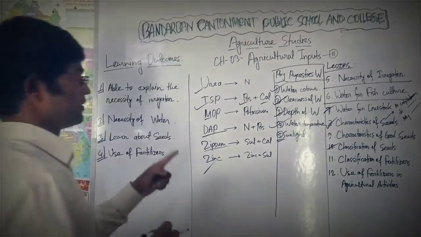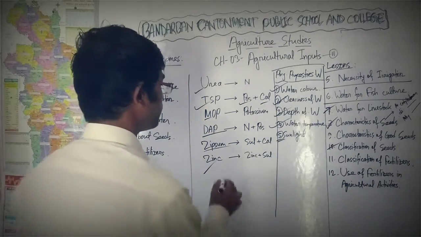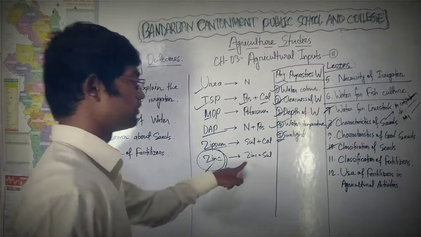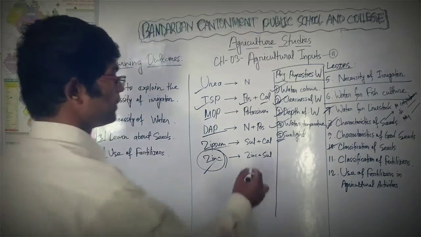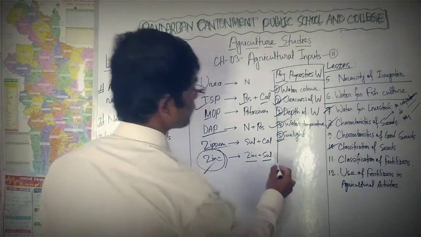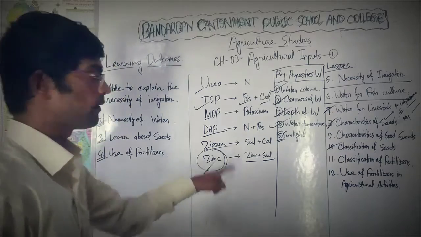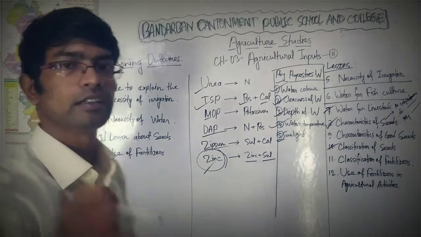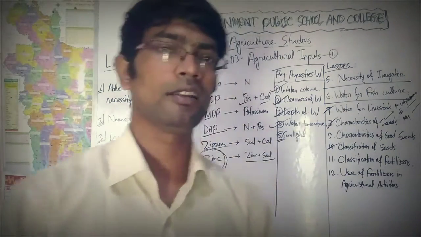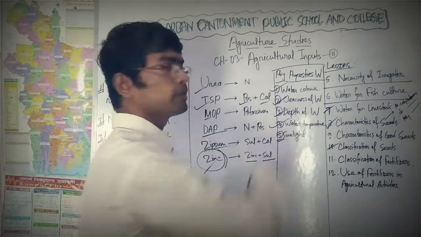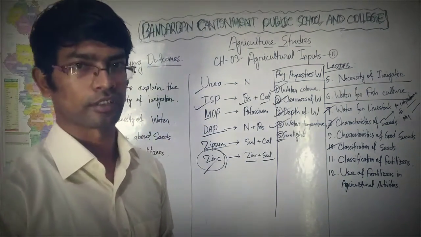Zinc, the zinc fertilizer; the name of the fertilizer is zinc, and zinc is also a fundamental particle. Okay, fundamental particle. So small, zinc and sulfur. Zinc fertilizer supplies zinc and sulfur to the plants, to the crops, and it will maintain the quality of the crops, the quality of the productions. Okay.